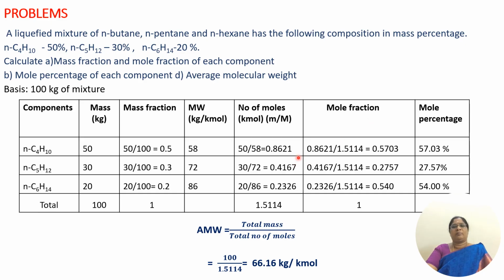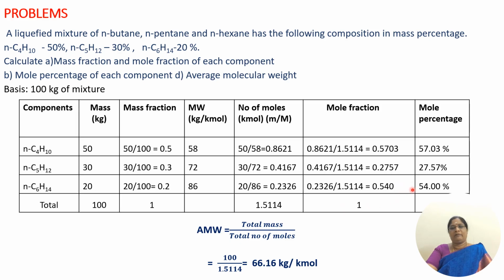For the first one, 0.8621 divided by 1.5114 gives 0.5703. Multiply by 100 to get the mole percentage, 57.03%. For the second one, 0.4167 divided by the total number of moles, 1.5114, is 0.2757, and multiplied by 100, the mole percentage is 27.57%. For the last one, pentane, 0.2326 divided by total moles 1.5114 is 0.1540, multiplied by 100 gives the mole percentage as 15.4.